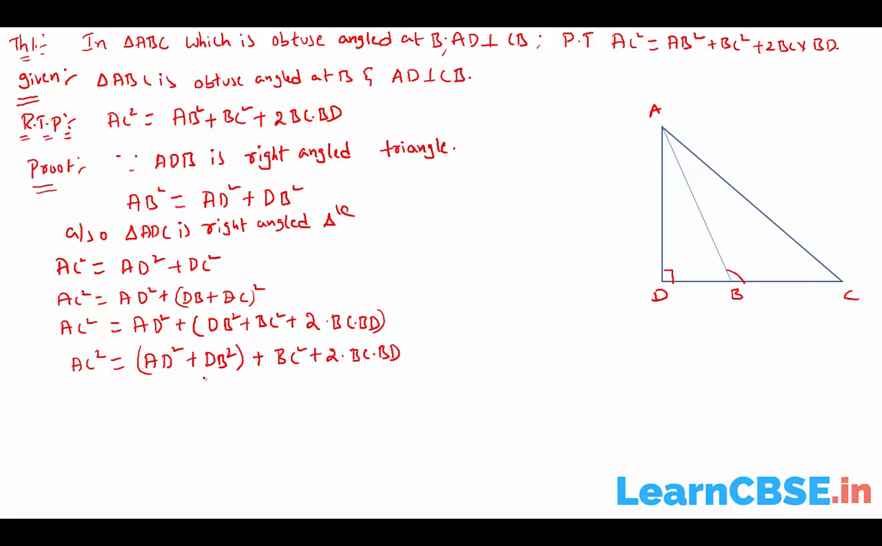Now AD square plus DB square, let it be equation 1. From equation 1, AD square plus DB square equal to AB square, then AC square equals to AB square plus BC square plus 2BC into BD, read it from 1. So this is the thing we require to prove. Proved. Going for theorem 2.